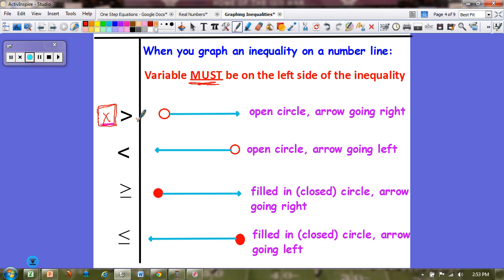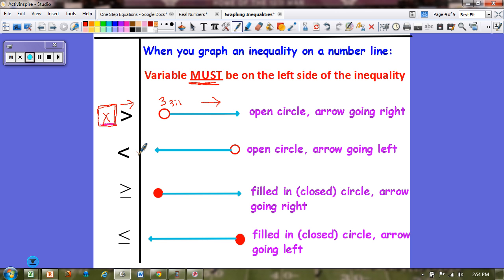Now if it is just a greater than symbol, we are going to have an open circle and then an arrow facing the same way as the symbol. So it's pointing this way, so that means my arrow will also go this way. It's going to include all those numbers to the right, but it's not going to include the circle or the number that is circled. So just like in my example before, if this was 3, it wouldn't include 3, but it would include 3.1.